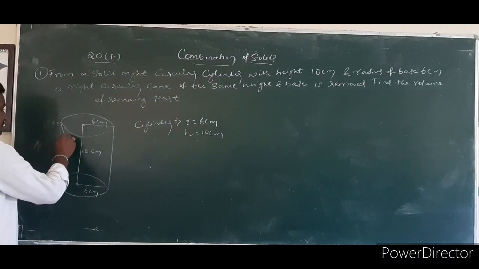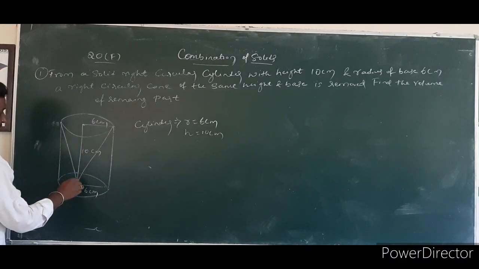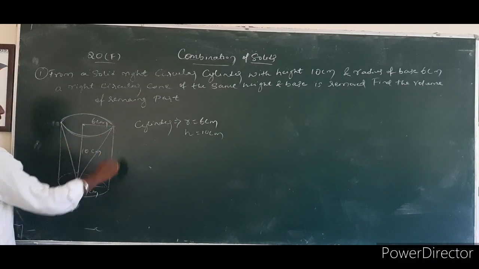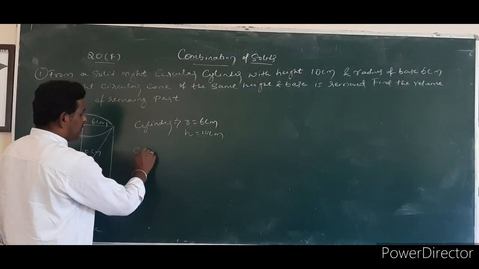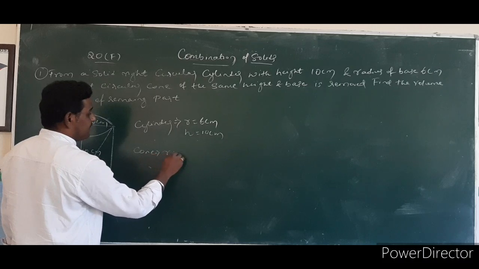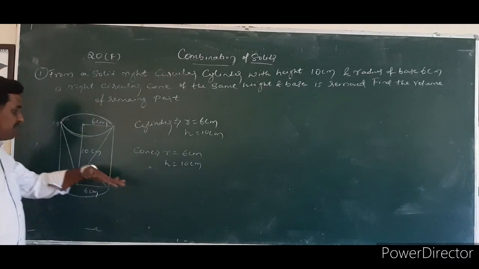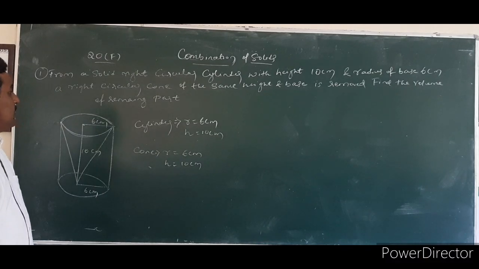If you remove the right circular cone of the same base radius and height as the cylinder, that cone has radius 6 centimeter and height 10 centimeter. Same radius we are removing from this part of the cylinder. So we have to find the total volume of the remaining part.